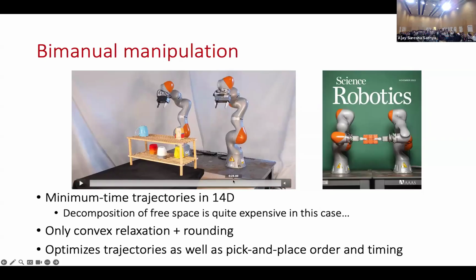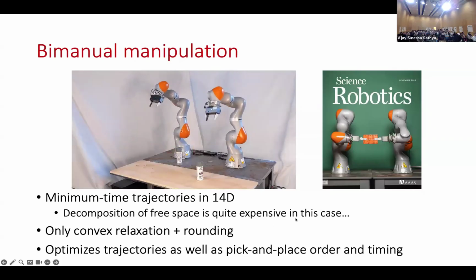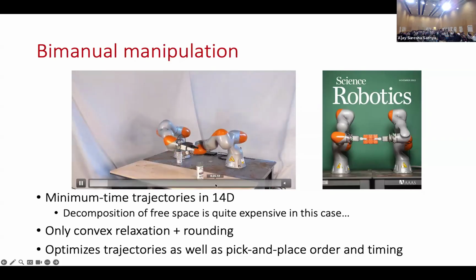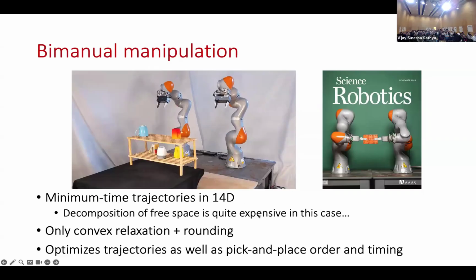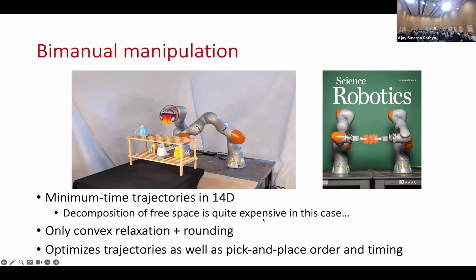In this last example, we were both optimizing the trajectory of the robots, the order and the timing at which, for example, the mugs are picked and placed. That's a pretty non-trivial motion planning problem.